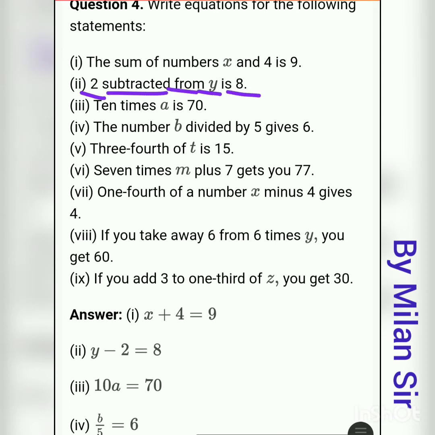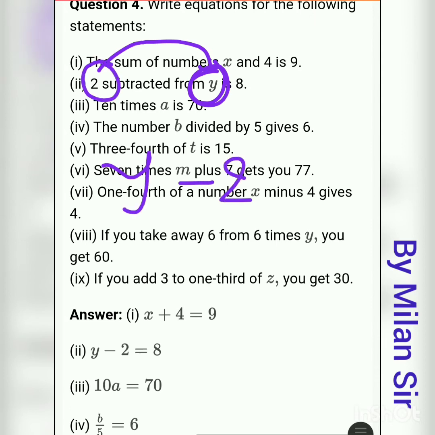Now whenever subtraction is there, first of all we need to write the thing which is given after "from". Okay, 2 subtracted from y. So first of all we need to write y, minus 2, and "is" means the answer is 8. So y minus 2 is equal to 8.